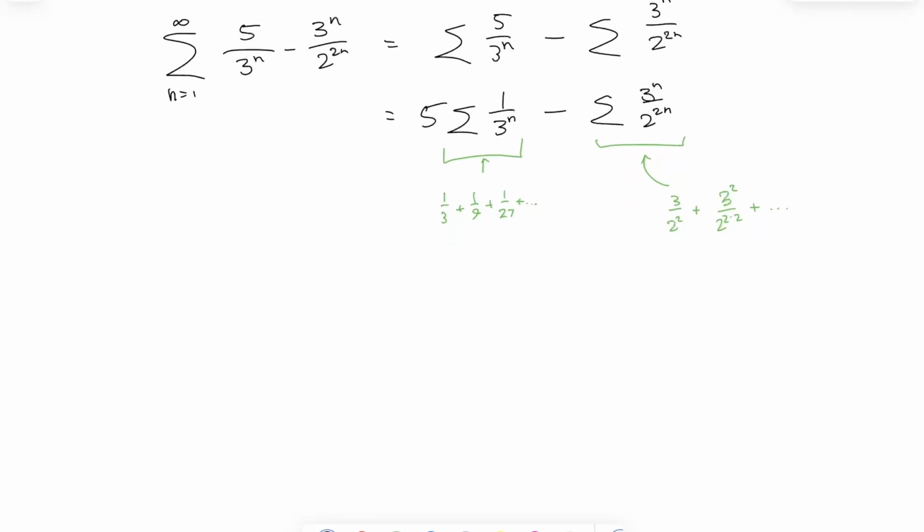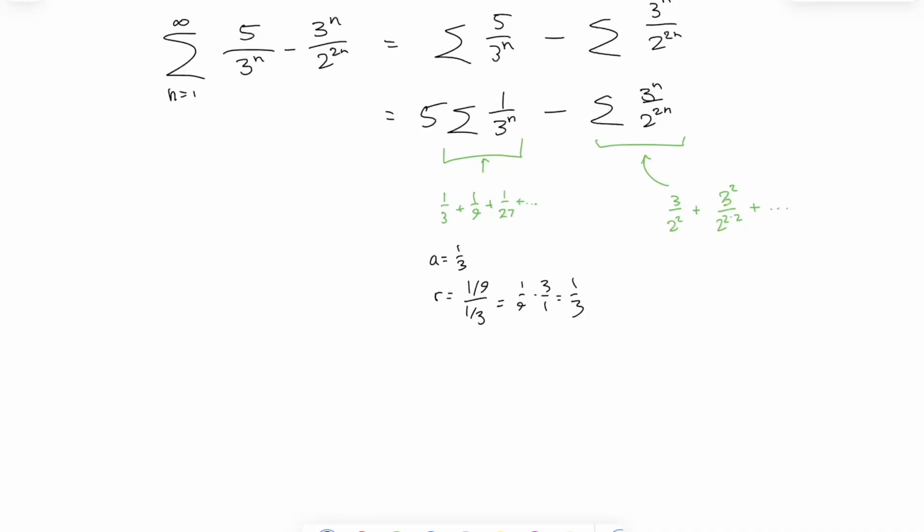So for the first one, I get a is 1/3, and the r is, remember, just because a is the first term, r is the second term divided by the first term. That's 1/9 divided by 1/3. And if I simplify that, it's 1/9 times 3 over 1, which is 1/3. All right. So that one, the r is 1/3, so it does converge. 1/3 being less than 1 means that that one converges.